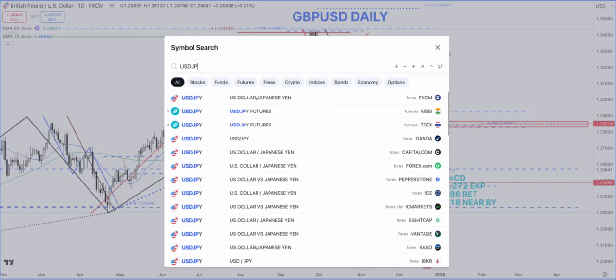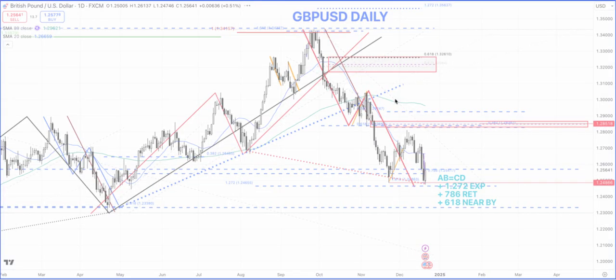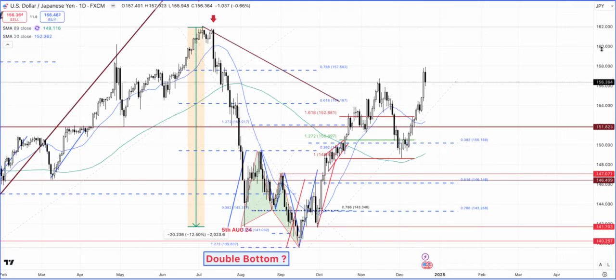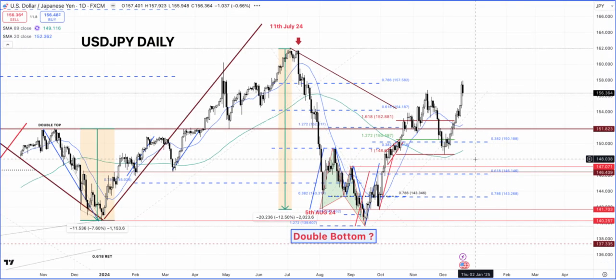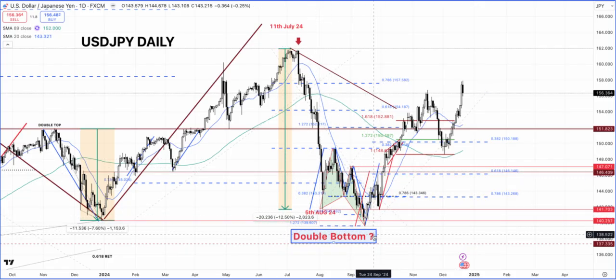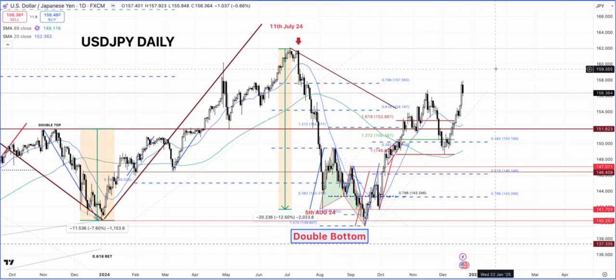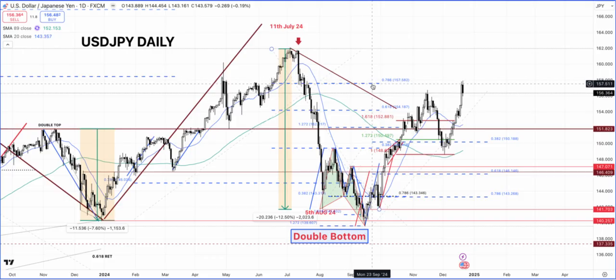Now let's take a look at the Japanese yen, because this is the daily chart of the Japanese yen. You guys will recall we had drawn this and written double bottom with a question mark. So I'm going to actually change that, because it has been a double bottom, and this pattern caught it. Initially we were thinking that around here we had the 38.2% resistance, which might actually hold this move, but it's just been strong.